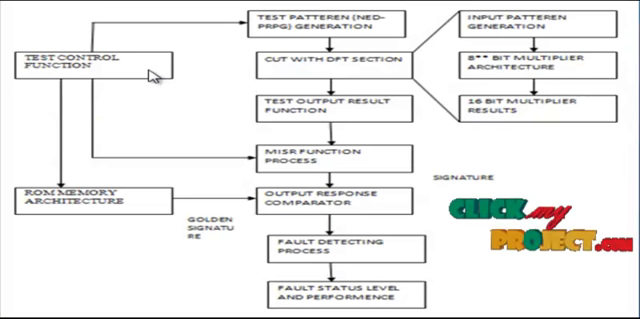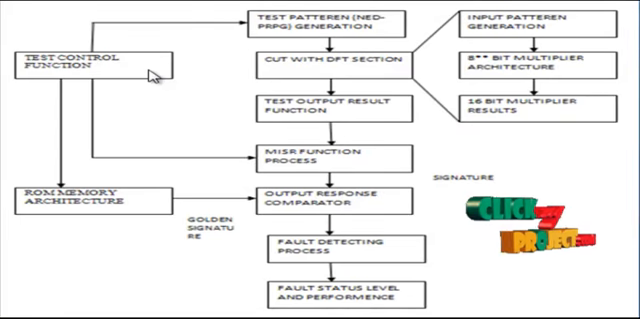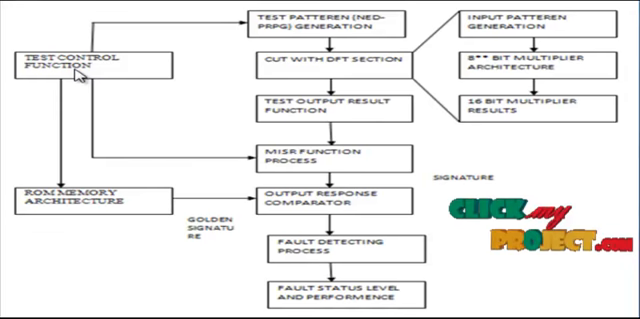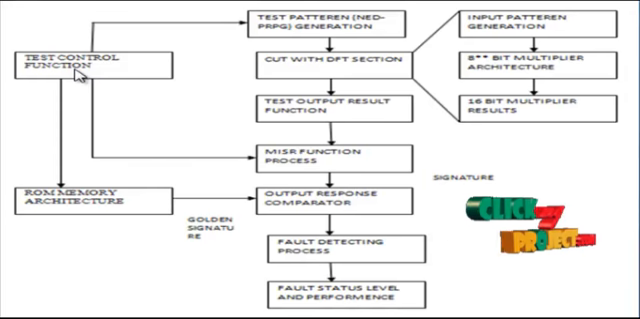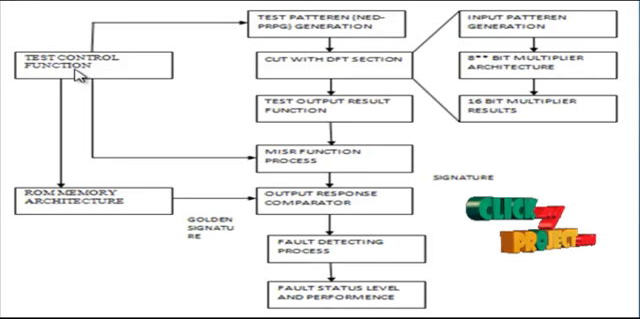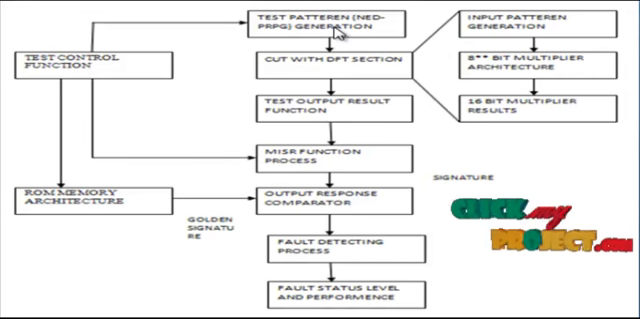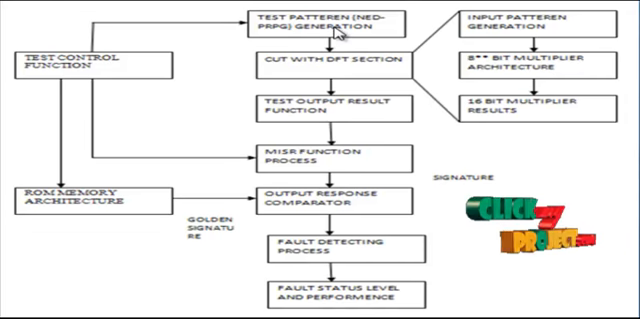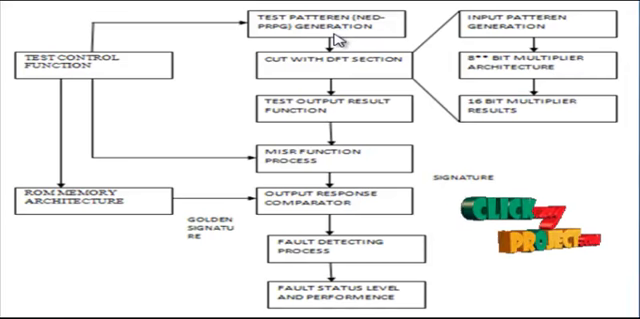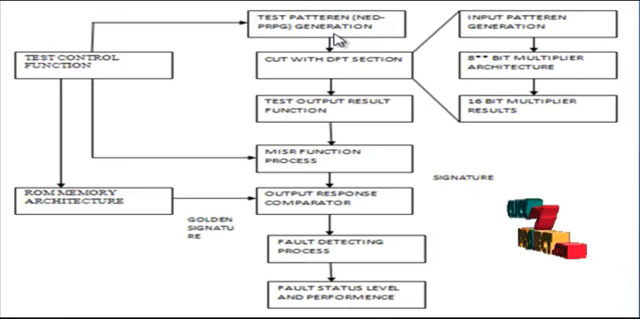Next we see the flow diagram for the product. First, the test control function creates two sets of controlling functions. One is reset and the other is clock. The clock function activates the overall process and reset resets all values in our architecture. Then we go to the test pattern generation. This is mainly based on a pseudo random pattern generating architecture, which creates the test patterns for the overall architecture process.